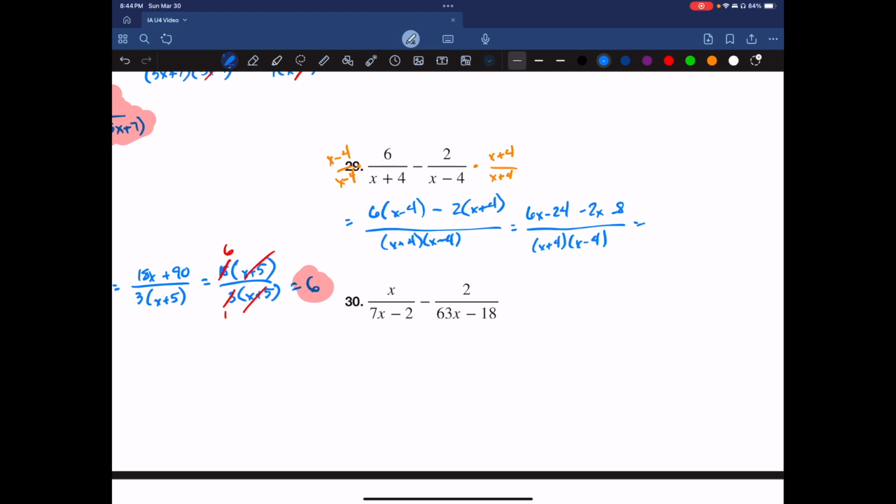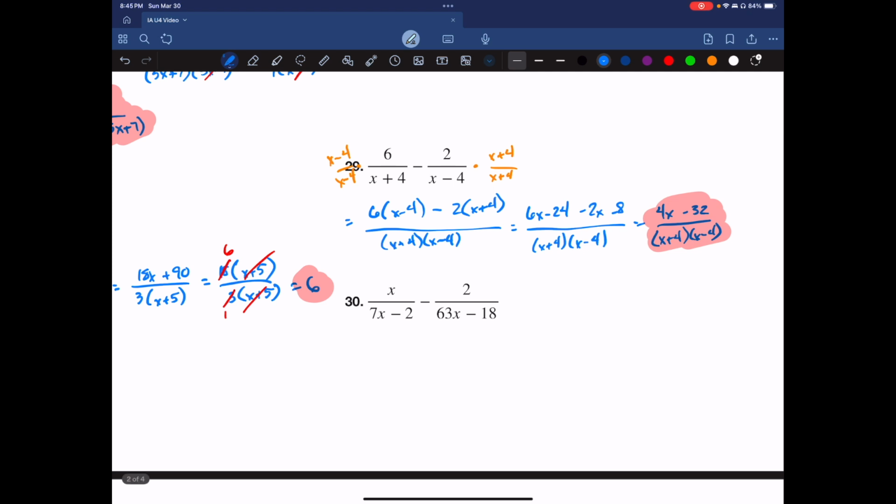6x minus 2x, that's going to be 4x. Negative 24 minus 8 is going to be minus 32, over x plus 4, x minus 4. All right. I can take a 4 out of the top. So that's going to be 4 times x minus 8. That's not going to help me. So I'll leave it here. This is my answer.